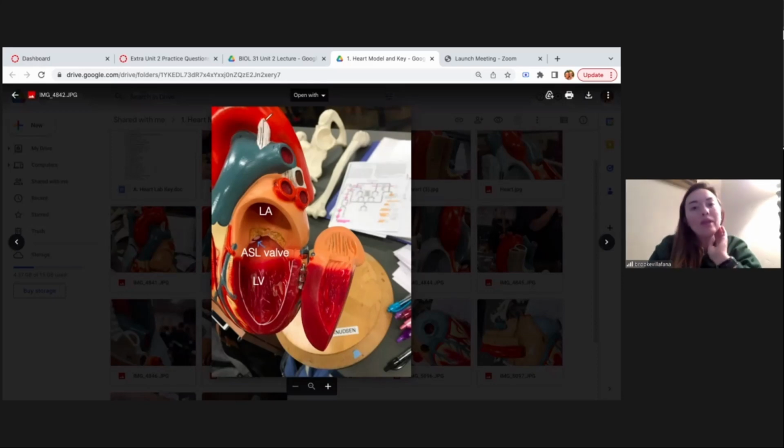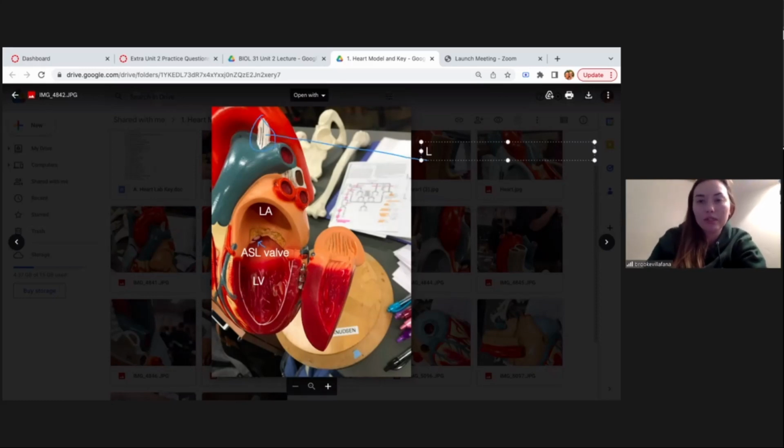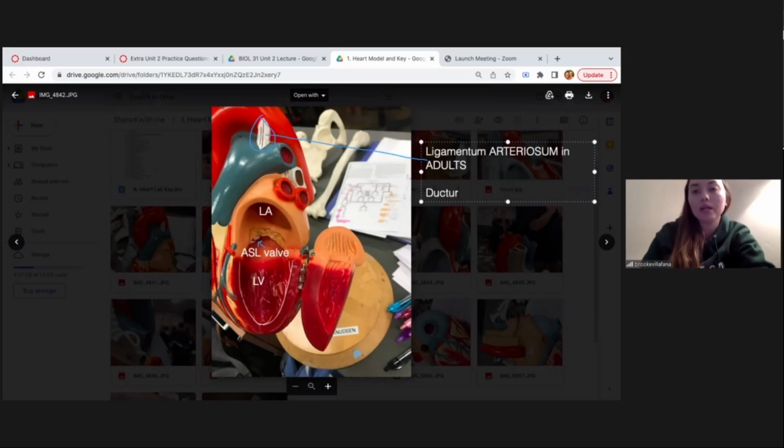All right. And then this structure right here, I forgot to mention this just now when we were going over the aortic arch. So this is called the ligamentum arteriosum in adults, or the ductus arteriosus in children. Technically, we're going to say infants. The correct word would be neonates, because it closes like a few hours after birth.